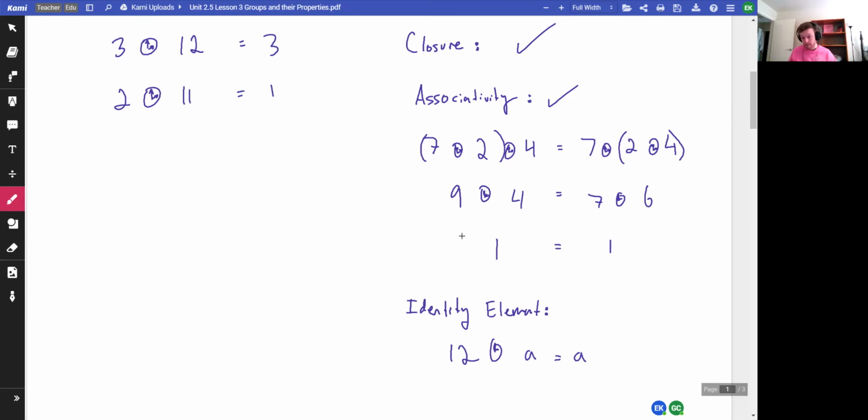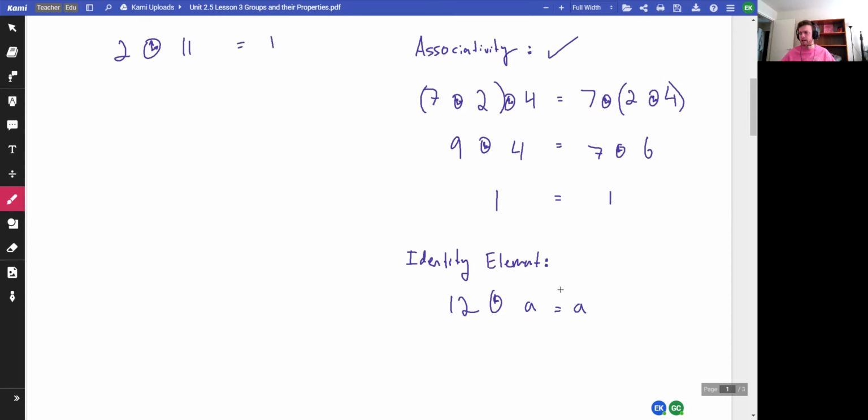12 clock anything in the set gives me the thing that we clock 12 with. It's kind of hard for me to say. I probably should commit some time to thinking of a better way to phrase it. Anyways, two more. One property that ties in with the identity is called an inverse element.